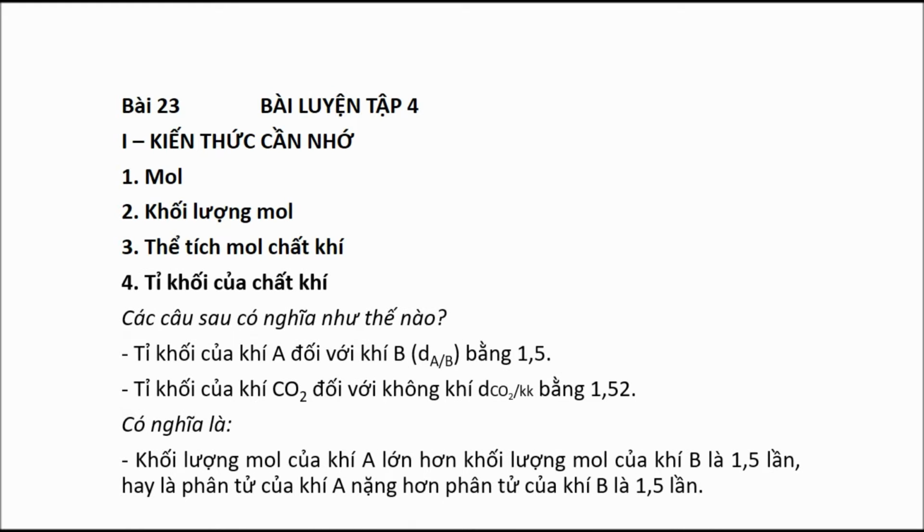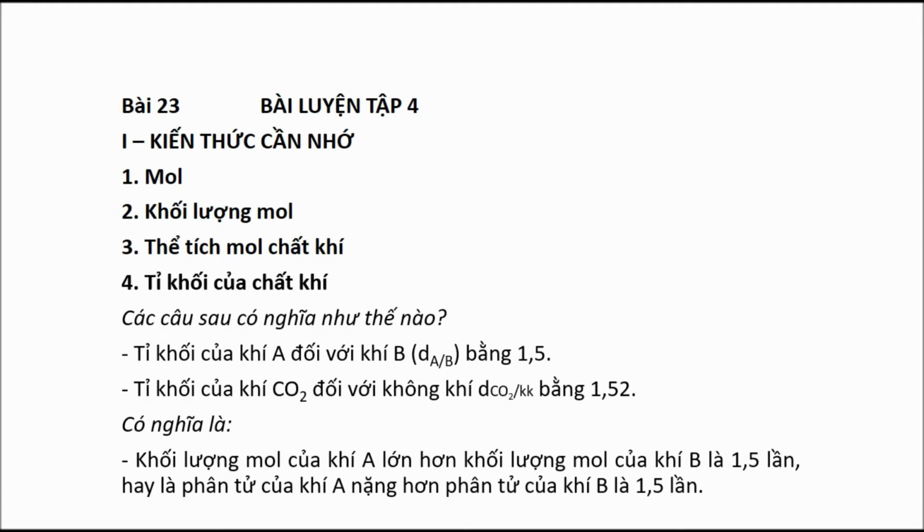4. The relative density of a gas. What do the following sentences mean? The relative density of gas A with respect to gas B, dA/B, is 1.5. The relative density of CO2 gas with respect to the air, dCO2/air, is 1.52.